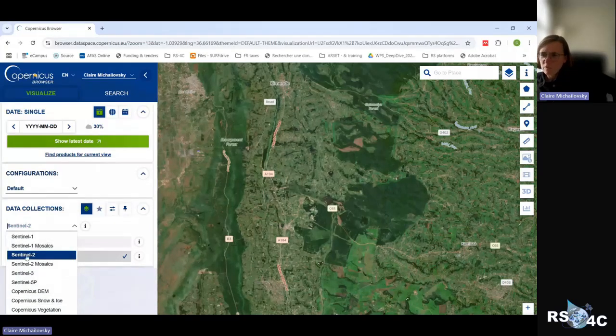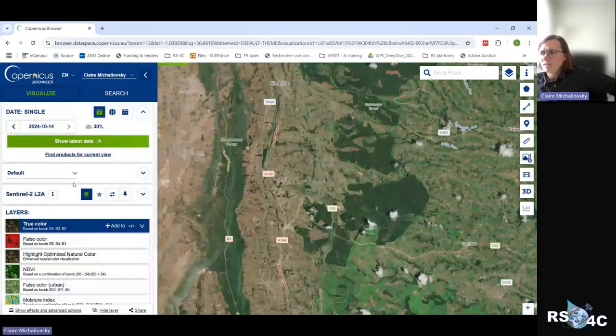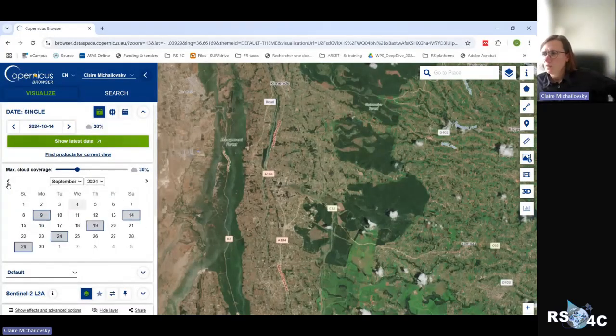So what I'm showing here in the video is we can choose the different types of data, and then we can pick the date where we want to look at the data. And so here, for example, I'm loading the latest date. So that was from the 14th of October. So you can see it's very recent. It's just from 2 days ago. And I did this yesterday.